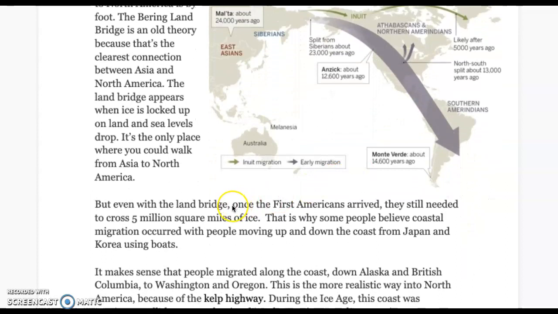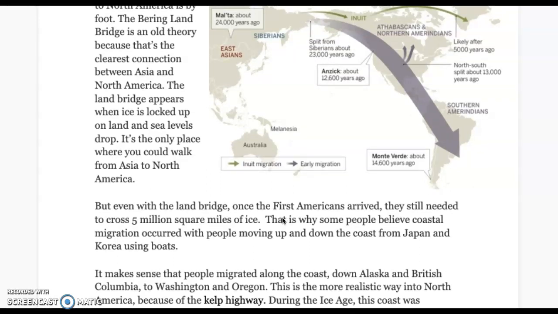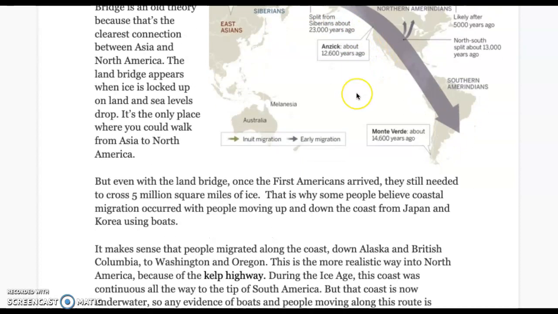But even with the land bridge, once the first Americans arrived, they still needed to cross 5 million square miles of ice. This is why some people believe coastal migration occurred, with people moving up and down the coast from Japan and Korea using boats. So some people are saying maybe they didn't come by land but by boats. Here's where Japan is, and there's Korea right here. They're saying maybe they went by ocean along the shore here.